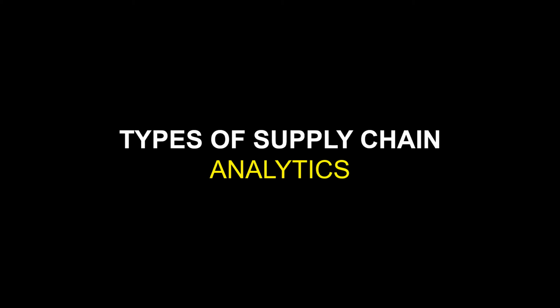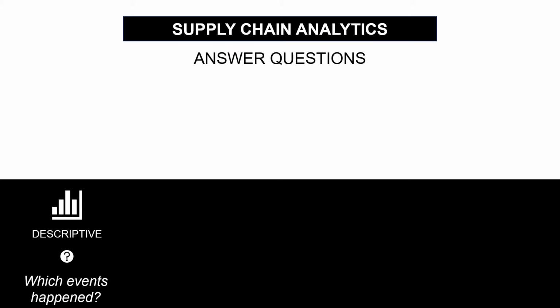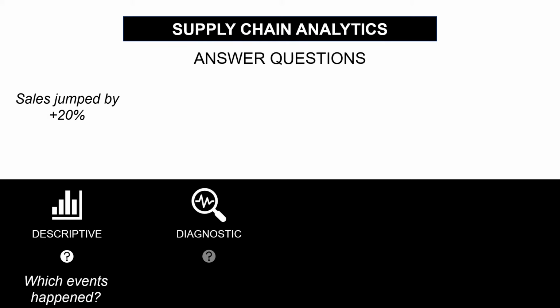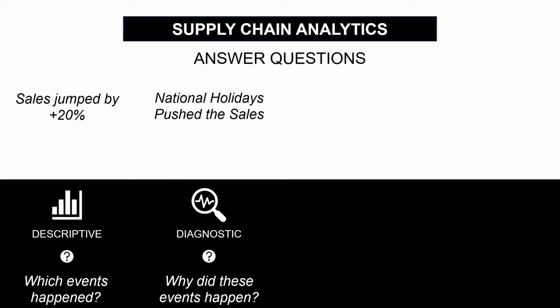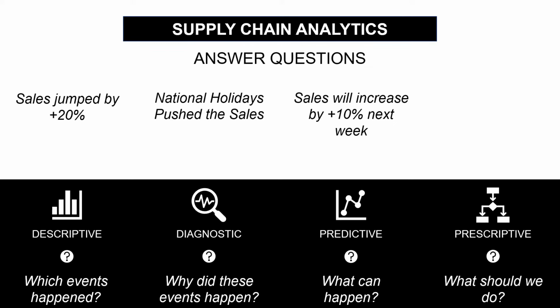Let's introduce the different types of supply chain analytics. The idea is to use data to answer basic operational questions. What happened? Descriptive analytics. The sales jumped by 20%. Why this happened? Diagnostic analytics. It's because of national holidays. What can happen in the future? Predictive analytics. Sales will increase by 10% next week. What should we do? Prescriptive analytics. We should replenish the store tomorrow.